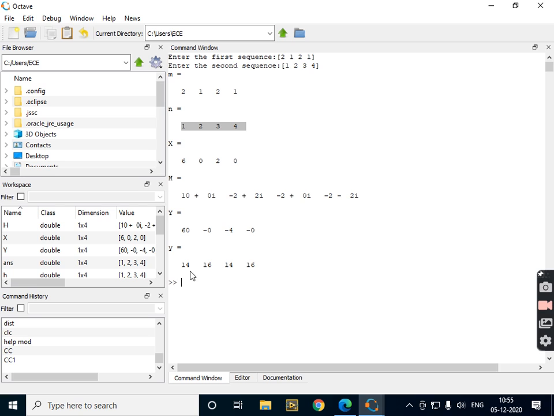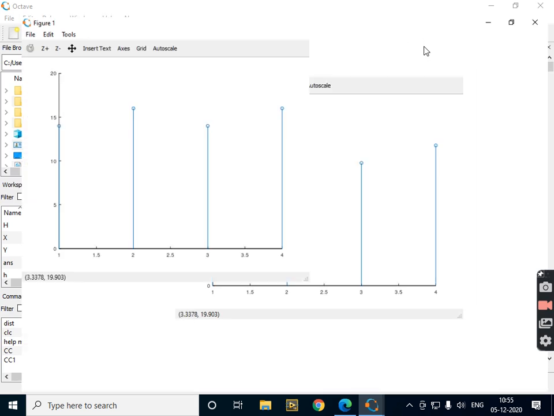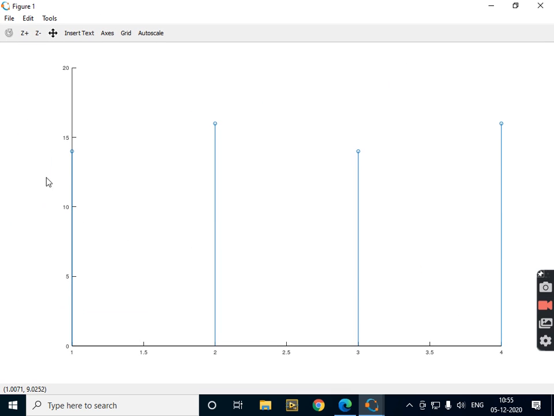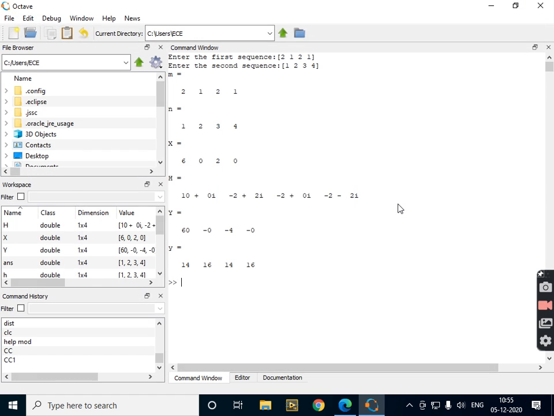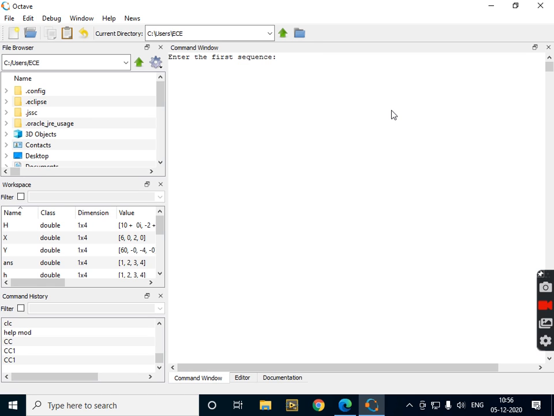The 4-point IDFT should be the circular convolution between these two sequences, and we are getting the correct result. It is 14 16 14 16, and it has been represented graphically here. So this is just the convolution output with sample values 14, 16, 14 and 16. Now let us execute this program for different lengths of first and second sequence.